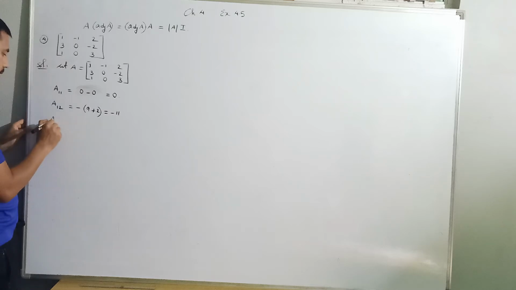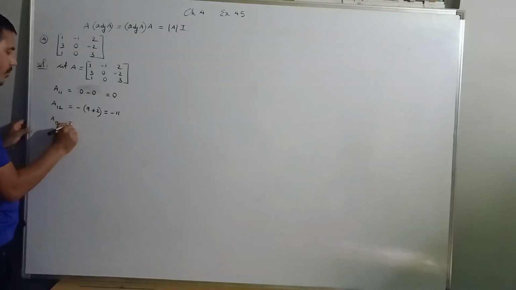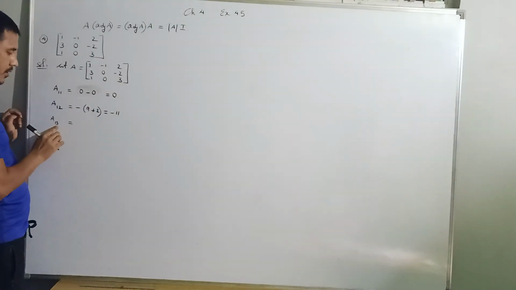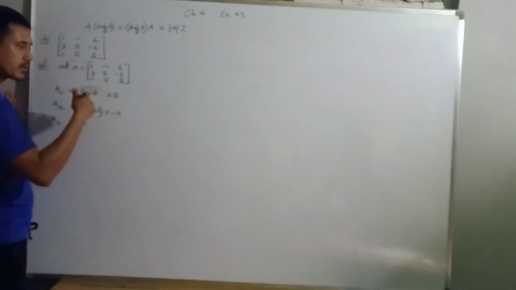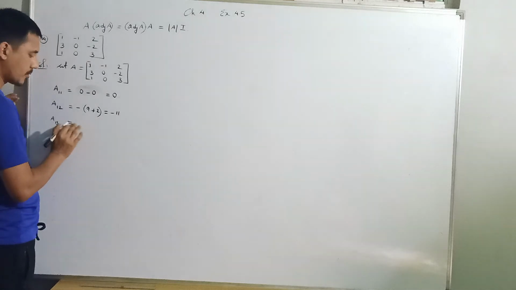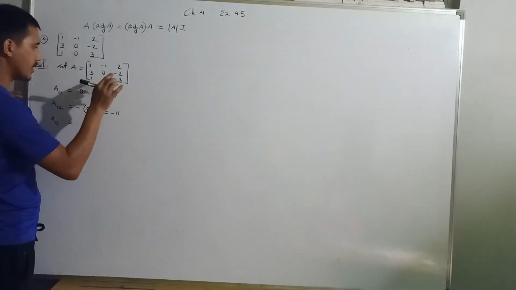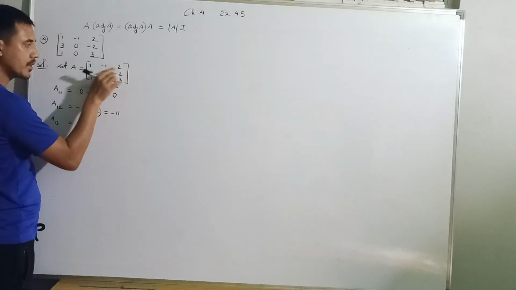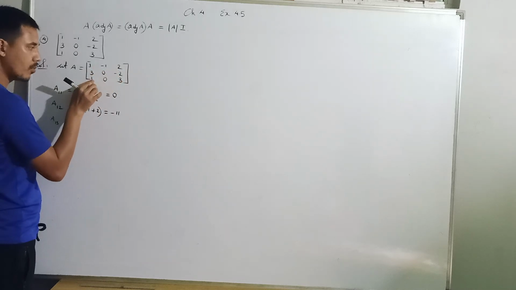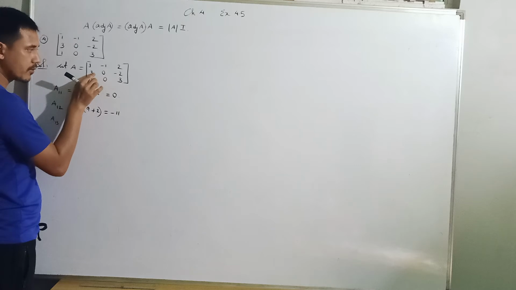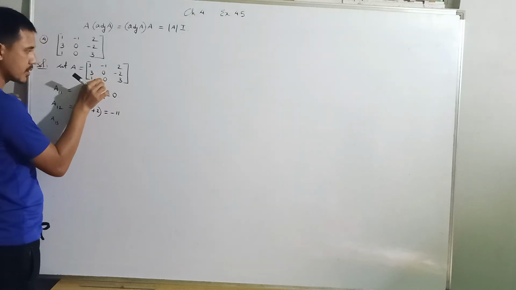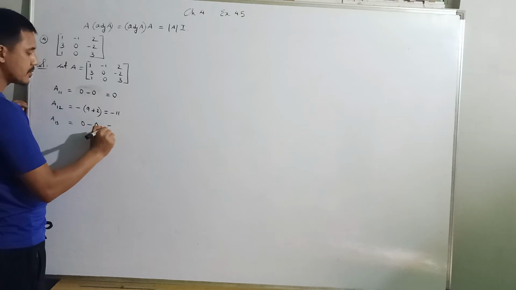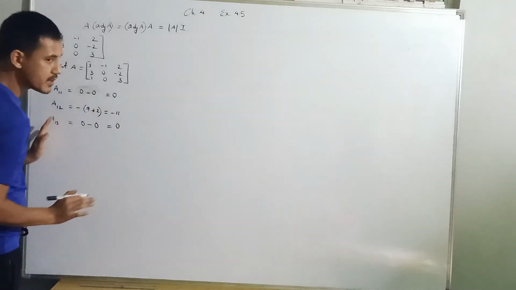Then A13, the cofactor of this element. 1 plus 3 is 4, minus 1 to the power 4 is positive, so I'm not going to write any sign here. The minor of this element will be the determinant of 3, 0, 1, 0. So 3 times 0 is 0, minus 1 times 0 is 0. So that's 0. Getting more zeros, so easy for us.